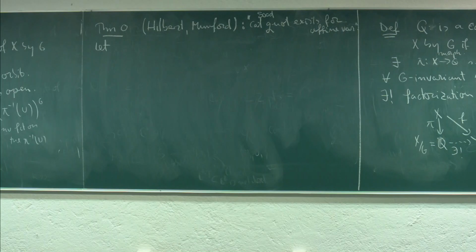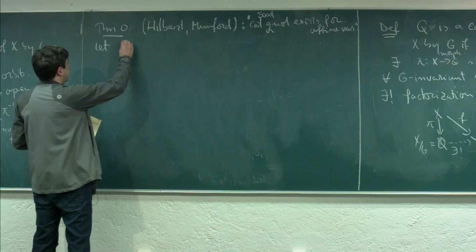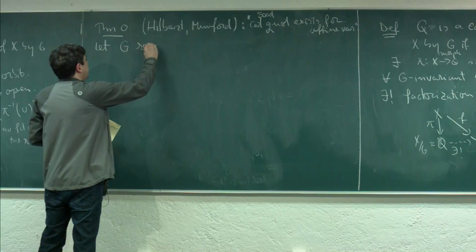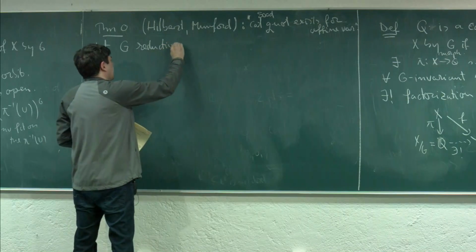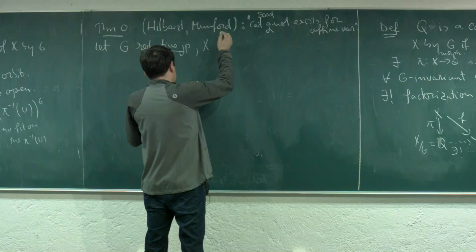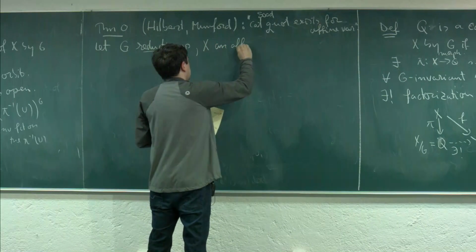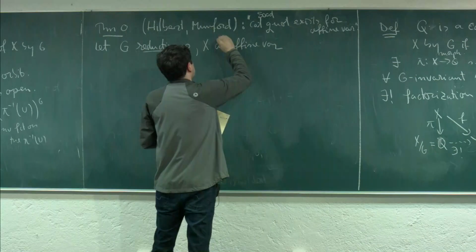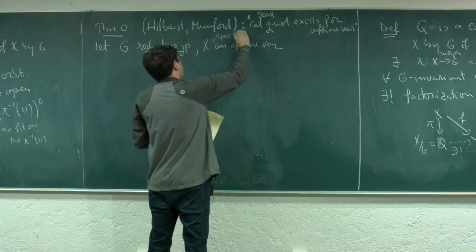So the good categorical quotient satisfies certain additional properties that will be included in the theorem. Let me not make another definition to confuse you more. But basically, a categorical quotient exists in large generality for affine varieties. So let G be a reductive group, I'll come back in a minute to this one, and X an affine variety. So this would be just Spec of R.